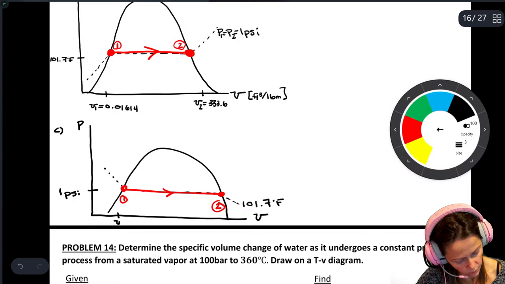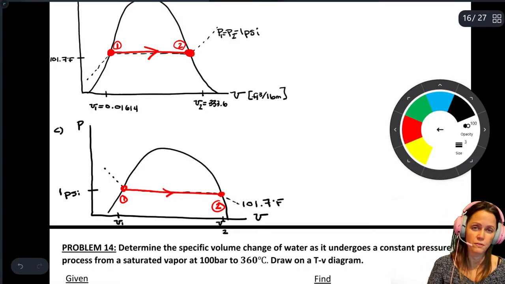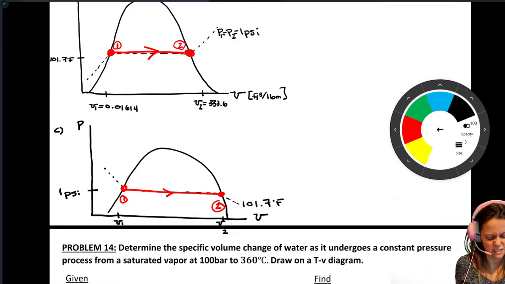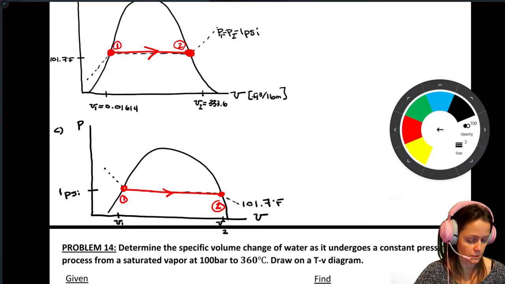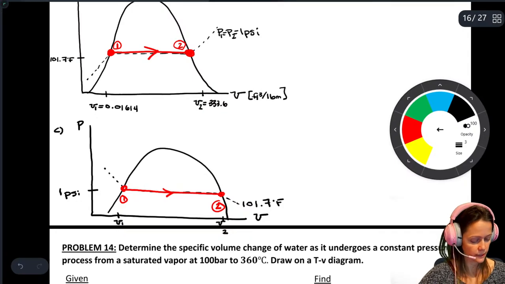And this is our V1, this is our V2, and honestly I've defined it elsewhere, so that's sufficient for me. As long as it's obvious, as long as you make it clear that you know what those data points are, that's good with me. Okay, so problem 14.